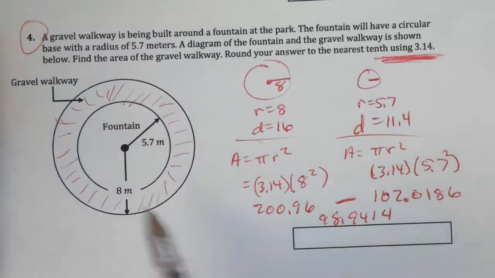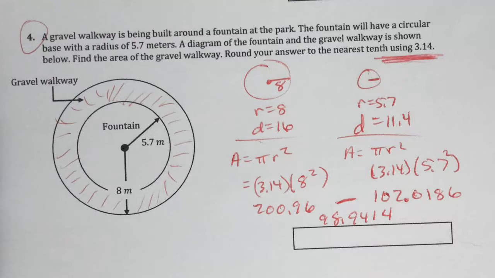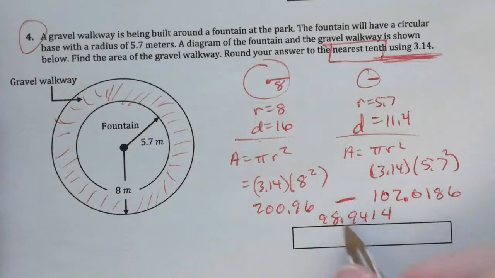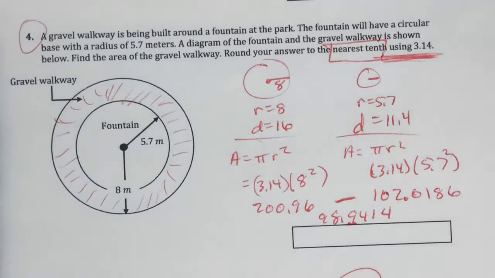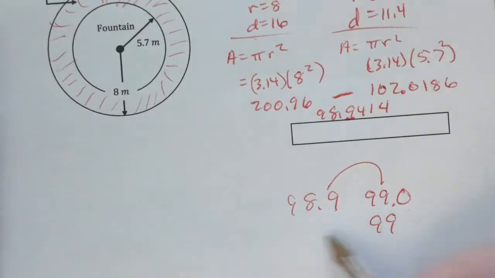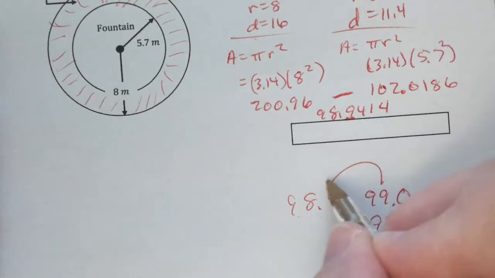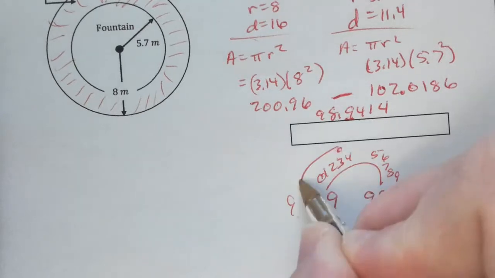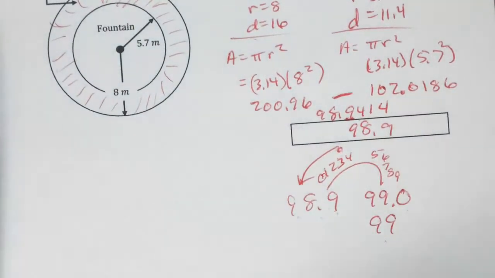Okay, and did they say anything about rounding? Round your answer to the nearest tenth. Nearest tenth. All right, so are we staying at 98.9, or what's the next number? So 98.9, the next thing would be 99. The question is, are we staying at 98.9 or are we going to 99? That decision is made by the number after it, which is a 4. 0, 1, 2, 3, 4, 5, 6, 7, 8, 9. We went to 4, so we'd roll back, so 98.9 is our answer.